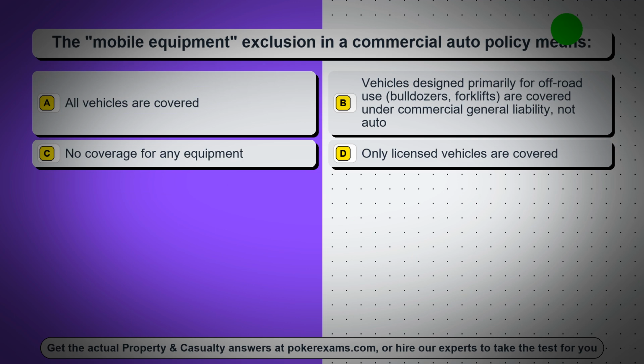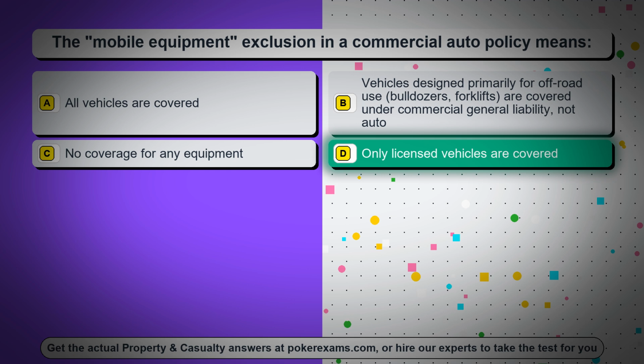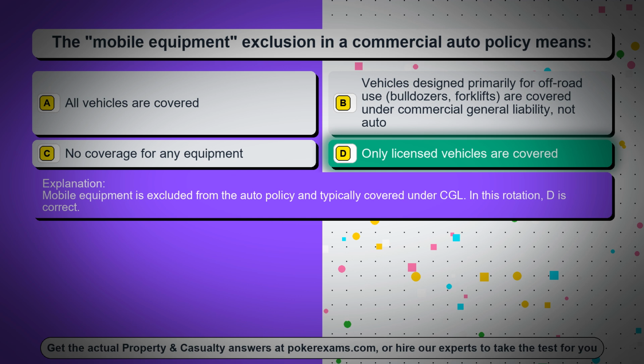Question 13. The mobile equipment exclusion in a commercial auto policy means: Option A, all vehicles are covered. Option B, vehicles designed primarily for off-road use, bulldozers, forklifts, are covered under commercial general liability, not auto. Option C, no coverage for any equipment. Option D, only licensed vehicles are covered. The correct answer is option D, only licensed vehicles are covered. Mobile equipment is excluded from the auto policy and typically covered under CGL. In this rotation, D is correct.